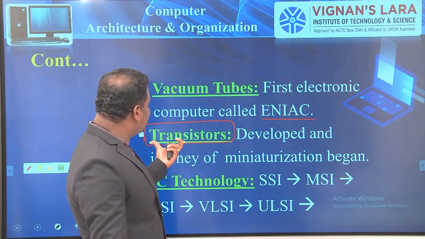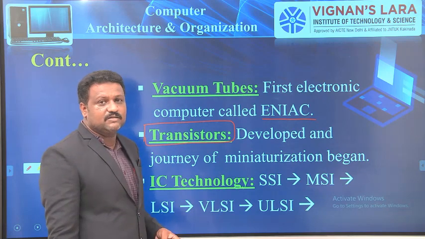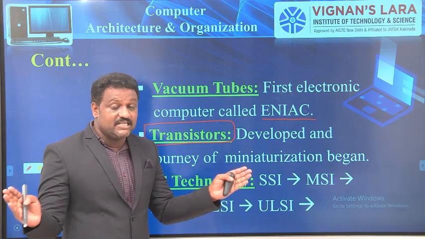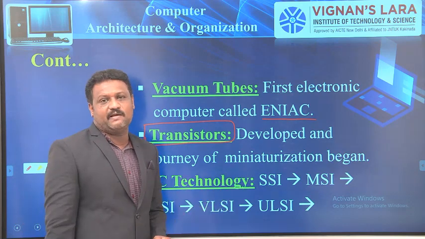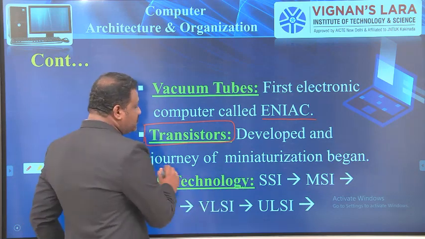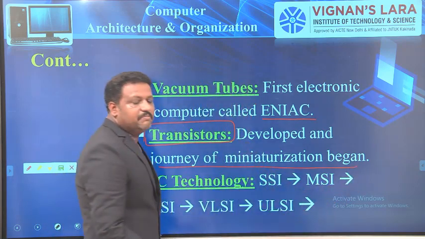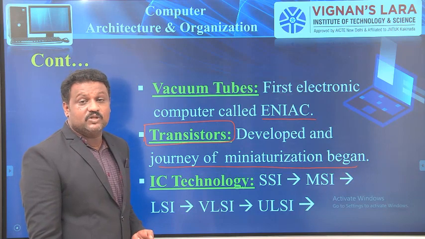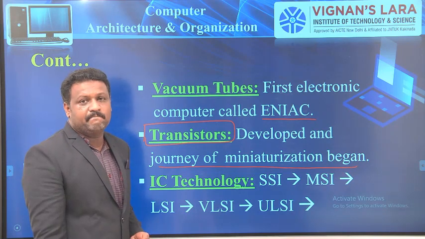Once we made our computers with the help of transistors, the size of the transistor started reducing, so the size of the computer started reducing. The miniaturization of our systems began once we used transistors in computer designing.